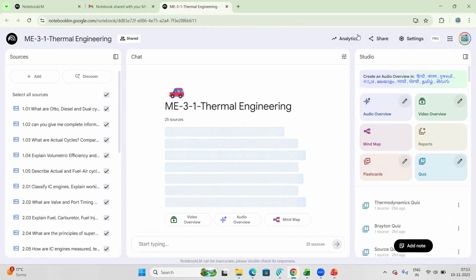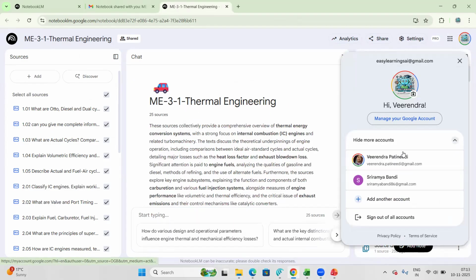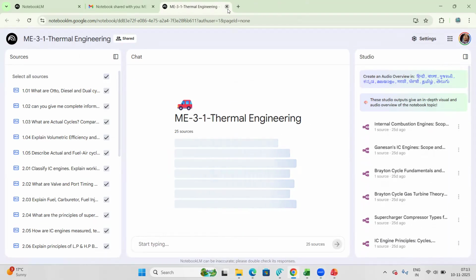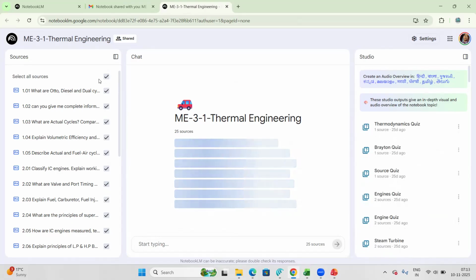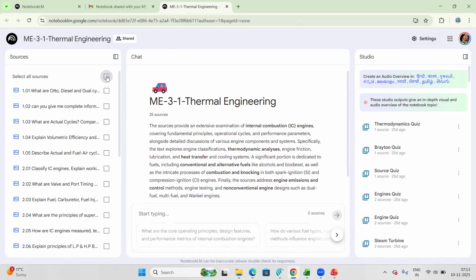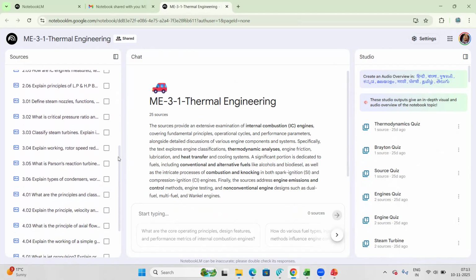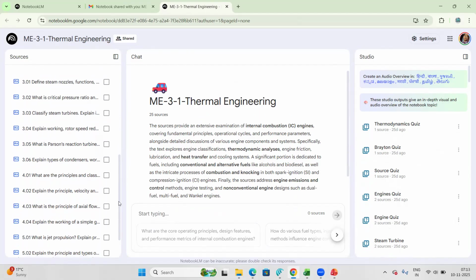Now you can see a prompt and a notebook something like this. Here we have three sections: sources, a chat box, and a studio. When you come to the sources, you can see all your questions for this particular subject. For thermal engineering, all these are the questions in thermal engineering.